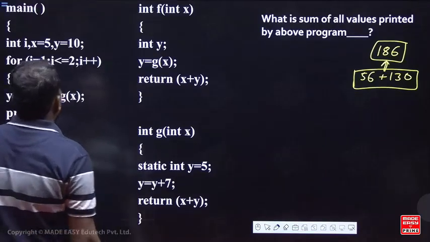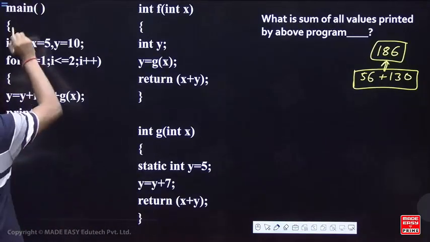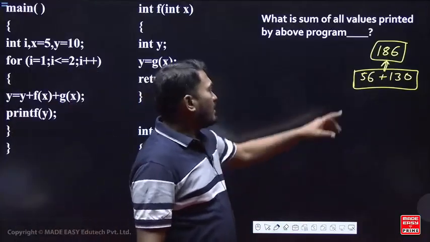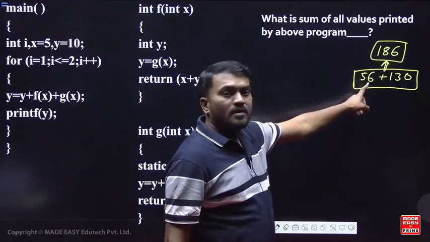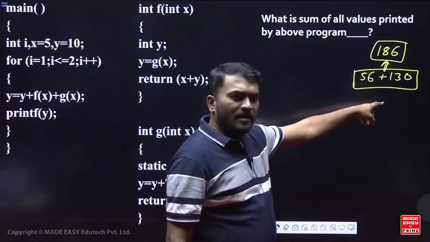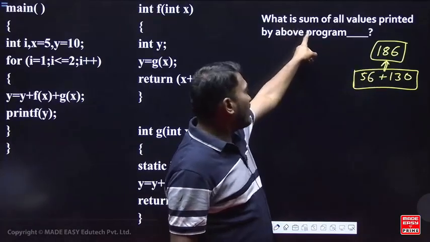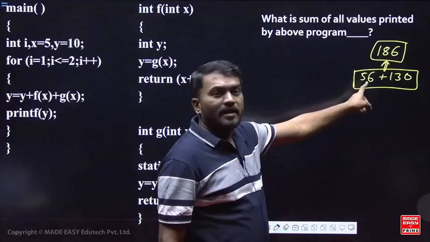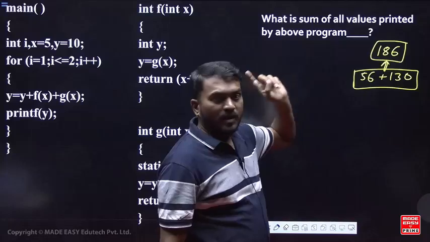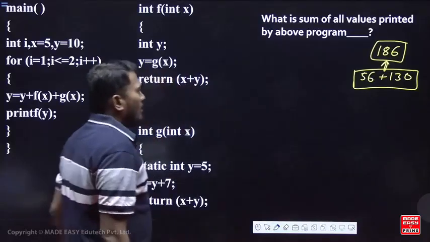So please understand here, I am explaining the question. Just listen carefully. Many students made mistakes. The right answer is 186. The first output it will print 56 and the second output it will print 130. What is the question saying? What is the sum of all the values? ये दोनों को ऐड करके आपको टाइप करना है. You need to type the answer by adding these two values. That is 186. So I am explaining.